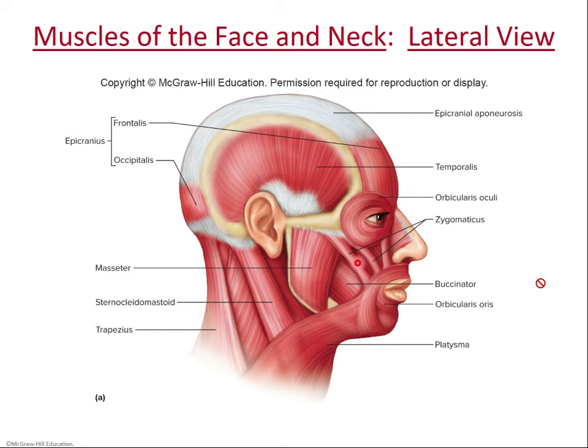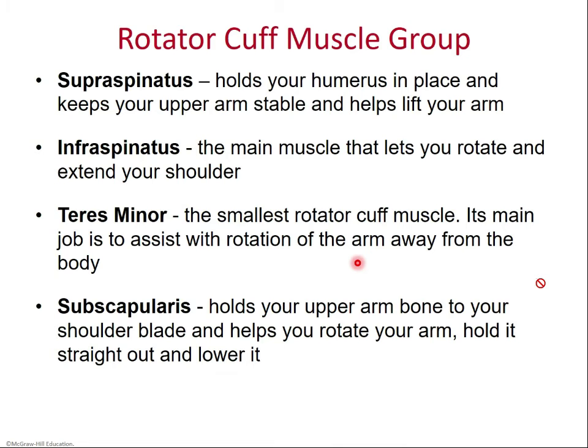Know the different muscles in the face, muscles of mastication. Know the rotator cuff muscle groups. We mentioned some of these even as we discussed these muscle groups. We have the supraspinatus muscle, the infraspinatus muscle, teres minor, and subscapularis. So these 4 muscles create the rotator cuff muscle group.